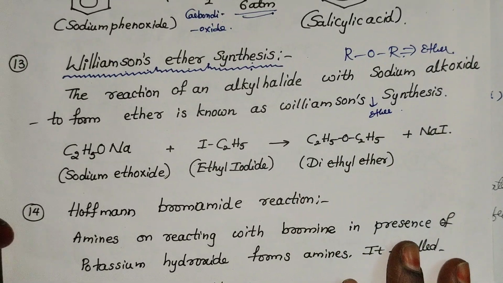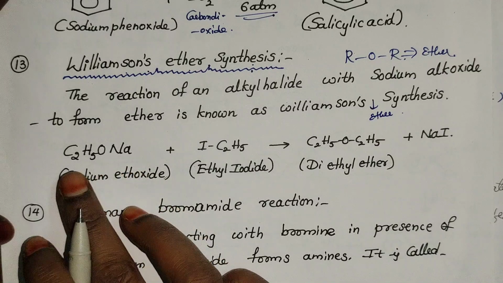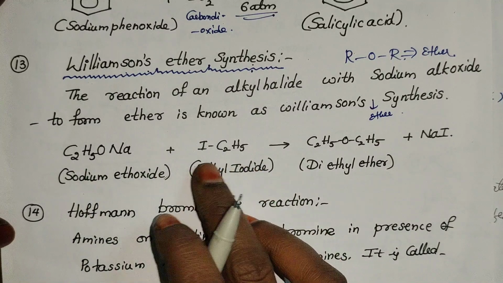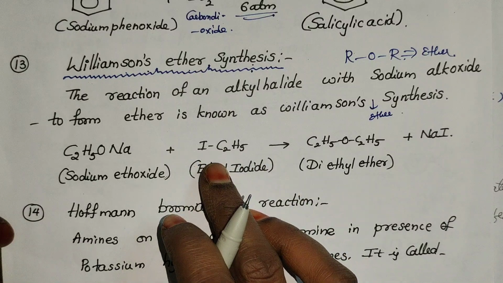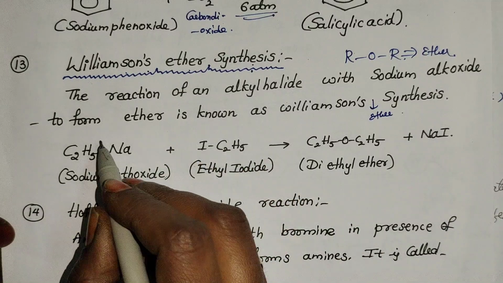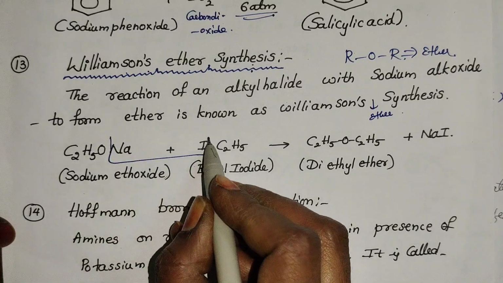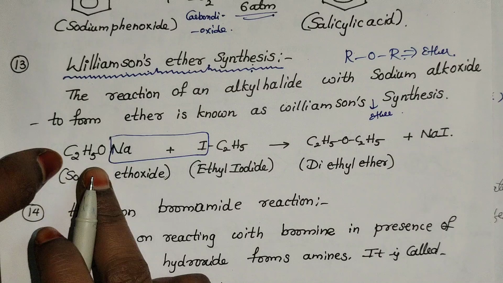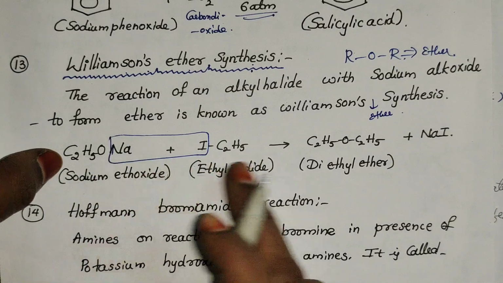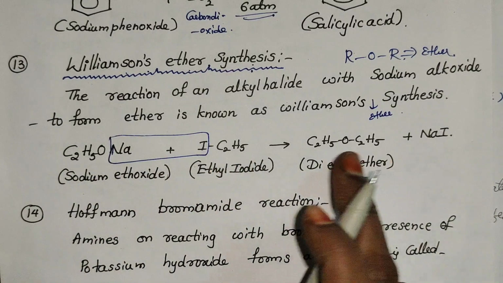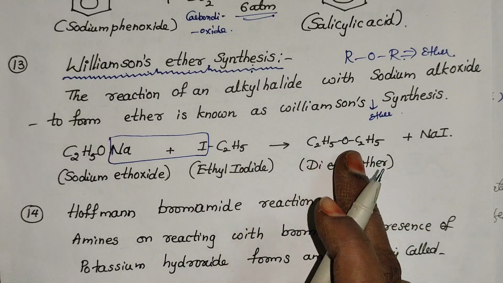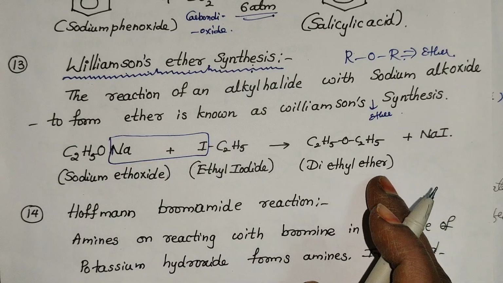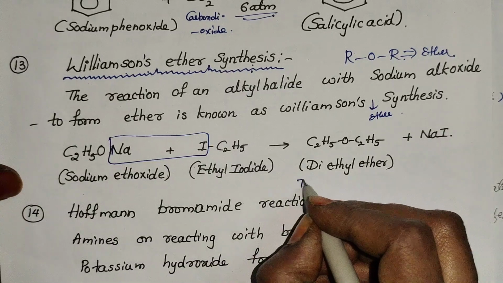Look at this. Here sodium ethoxide, C2H5ONa, and here ethyl iodide. For our convenience I wrote this. From here Na plus and from here I minus are both eliminated as sodium iodide. Here this ethoxide and this ethyl will make a bond. So two times ethyl and oxygen in the middle. That is why the general name is diethyl ether. It is also called by the IUPAC name.